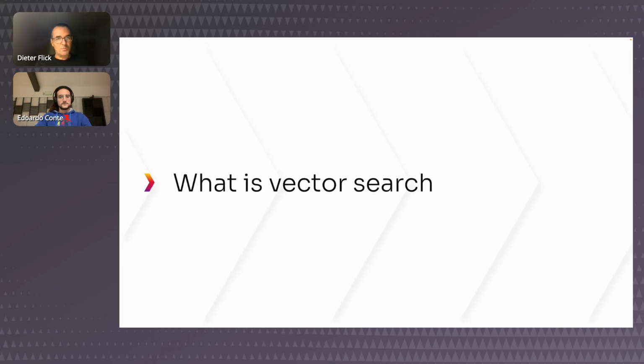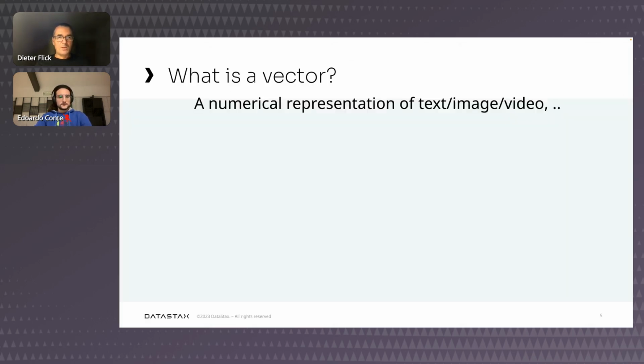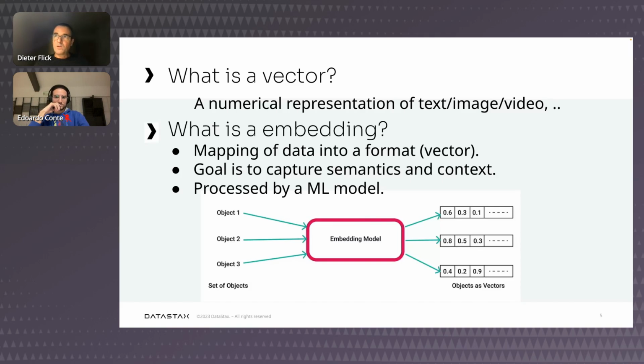So with this, what is vector search? What is a vector? By starting thinking about vector search, I would like to introduce some of the terminology we use in that area. A vector is used within the Gen AI space in order to represent text, image, and video. So what is an embedding? An embedding is actually the mapping of data into a format, the format of a vector.